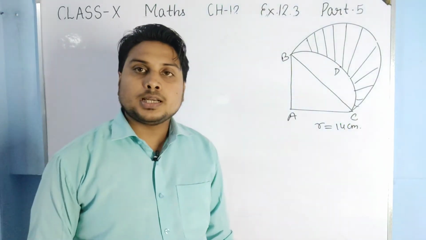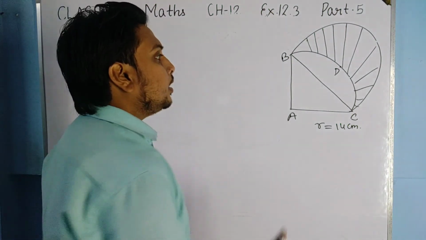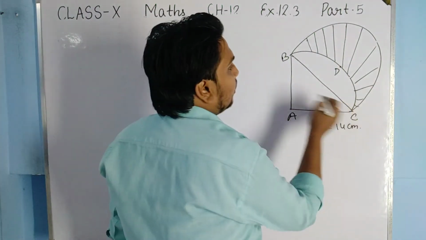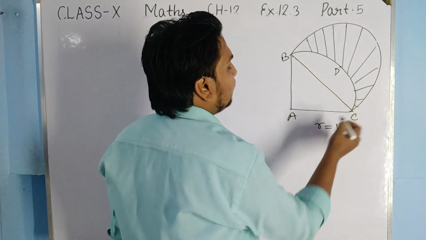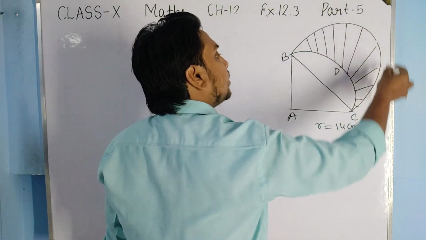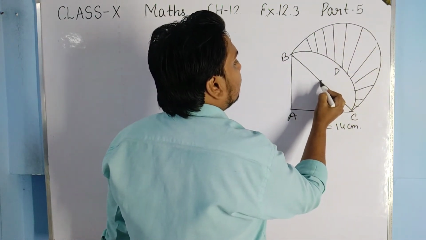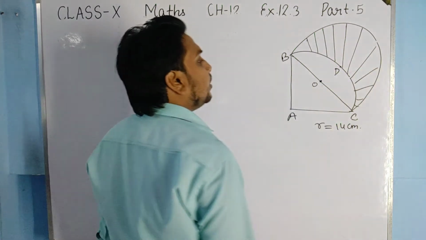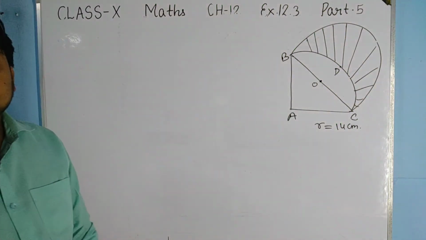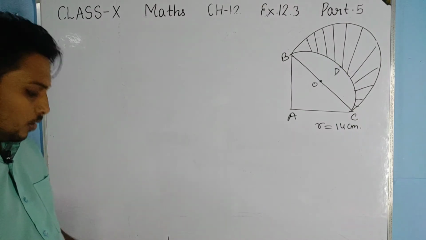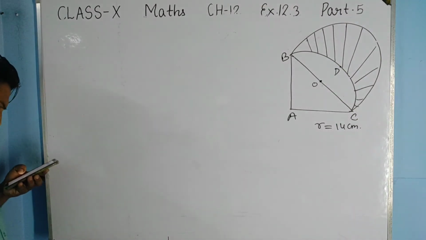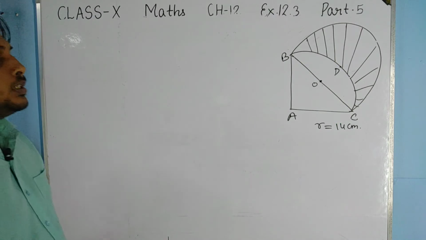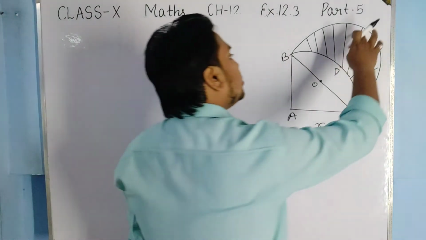And it is also said that this semicircle is drawn with diameter BC, and the center of that semicircle is at O. Find the area of the shaded region. You have to find the area of the shaded region.